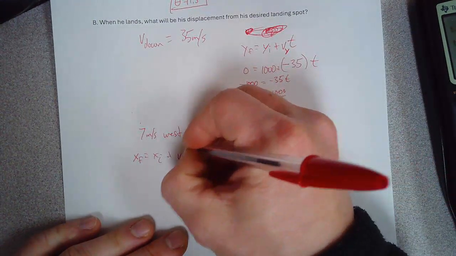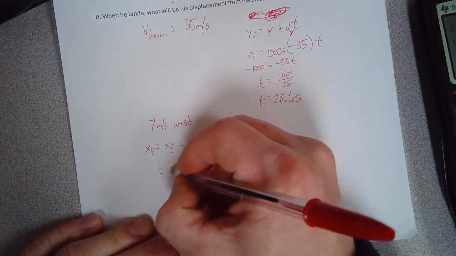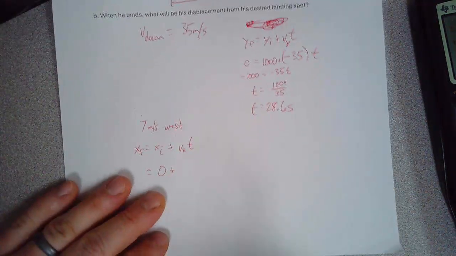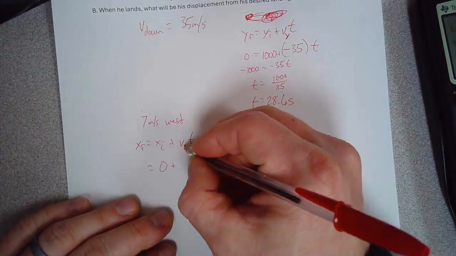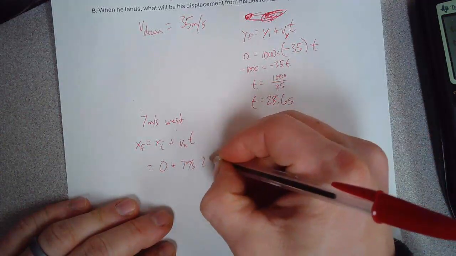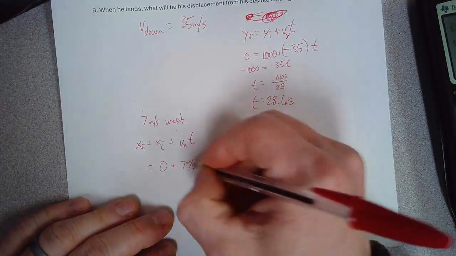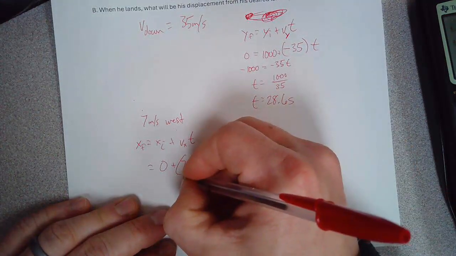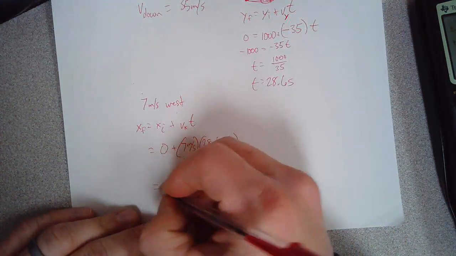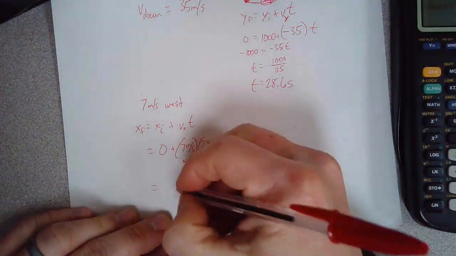Okay, so VXT. And let's say we start from 0 because he's directly over his desired landing spot when he jumps out of the plane. And Vx is 7 meters per second, and the time is 28.6 seconds. And that was 7 meters per second west. So when he lands, 7 times 28.6 is about 200 meters.